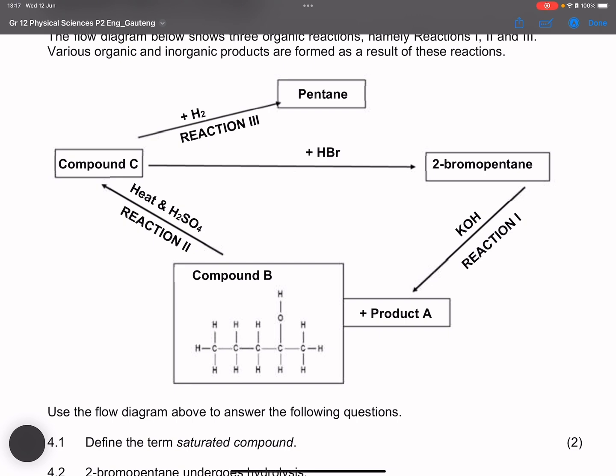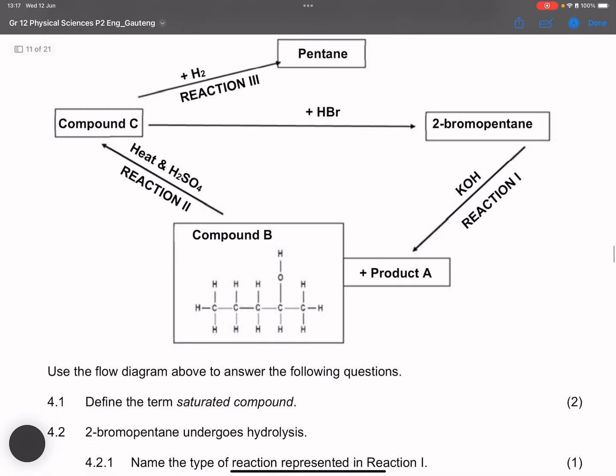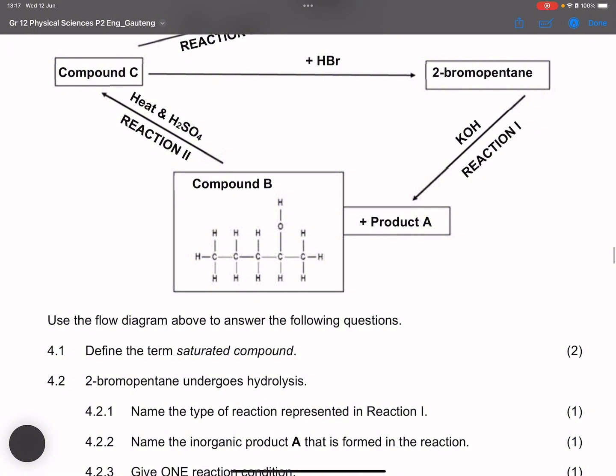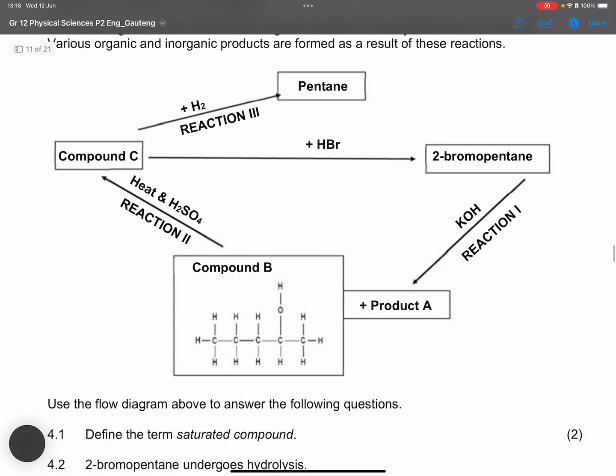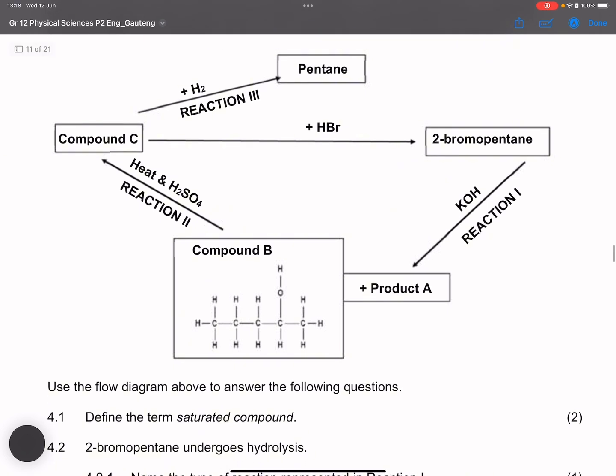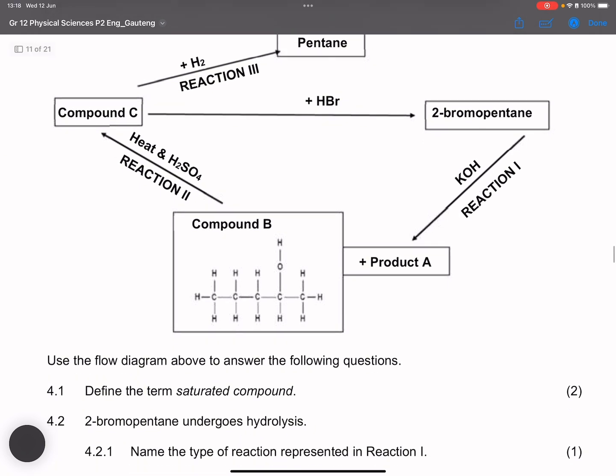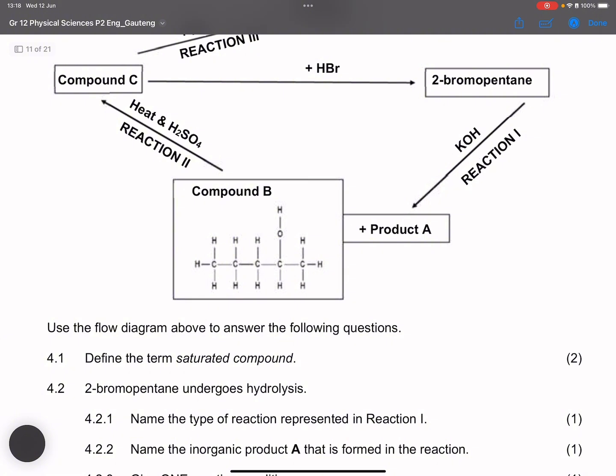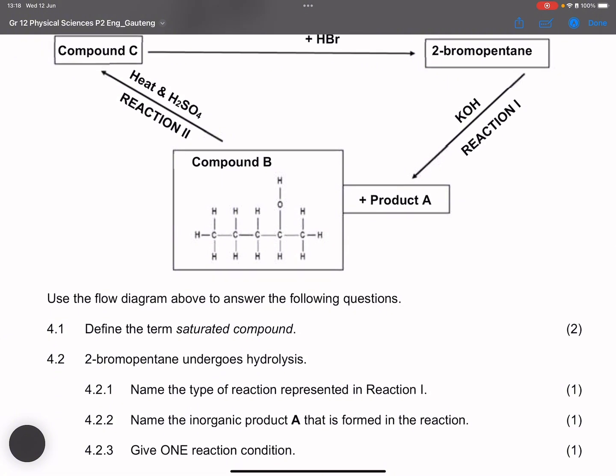Okay, right, and 4.2 says to us 2-bromopentane undergoes hydrolysis. Okay, so this is one of the reactions that occur there. That is in reaction 1. Where is reaction 1? Okay, there it is over there. Okay, so they say to us 2-bromopropane undergoes hydrolysis. They say to us name the type of reaction represented by reaction 1.